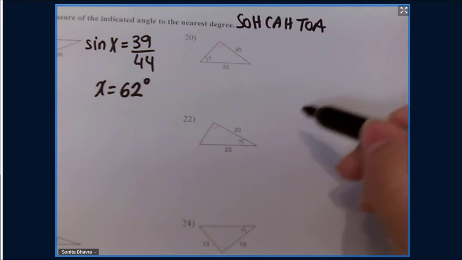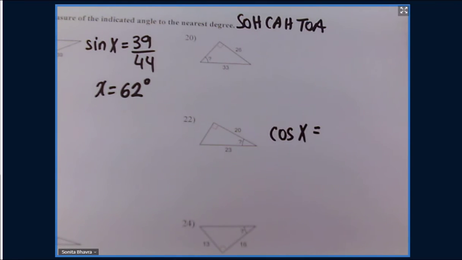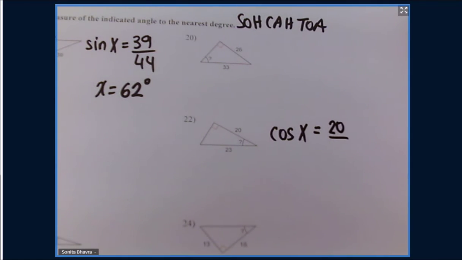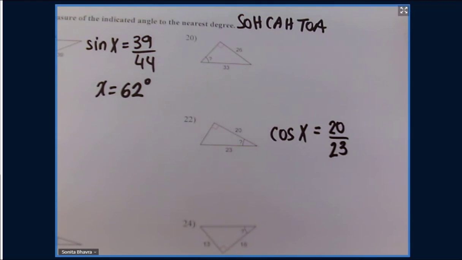So we're going to set this up. I'm going to again call the angle just x. So cosine x is equal to adjacent over hypotenuse. Adjacent is 20 and hypotenuse is 23. All right, and because we are solving for an angle, when you type this into your calculator, you're going to use second function cosine.